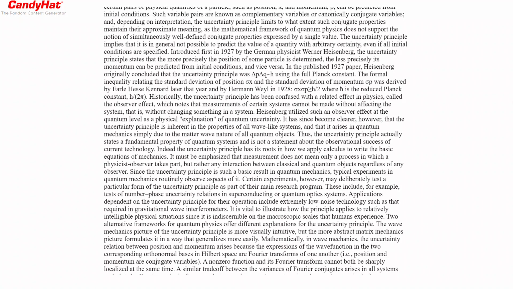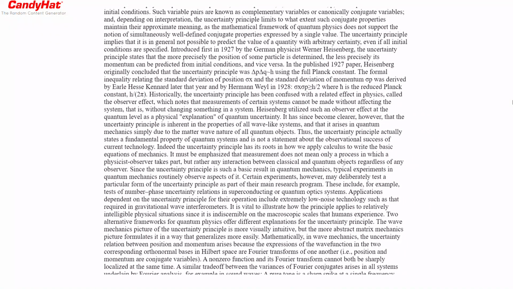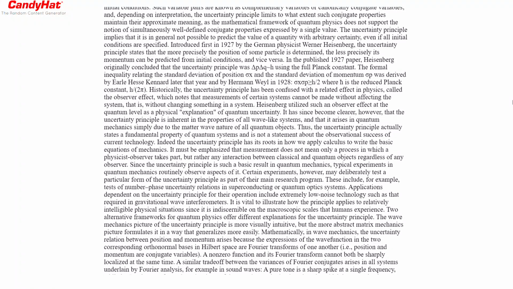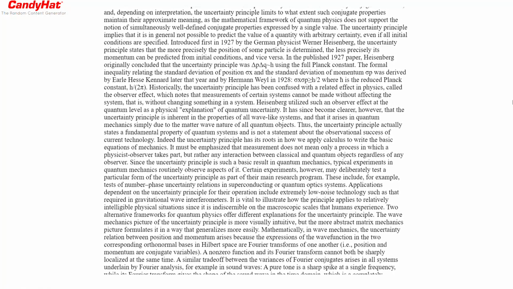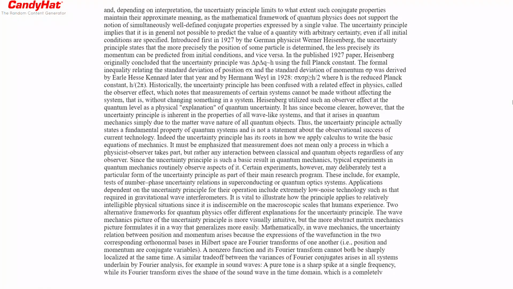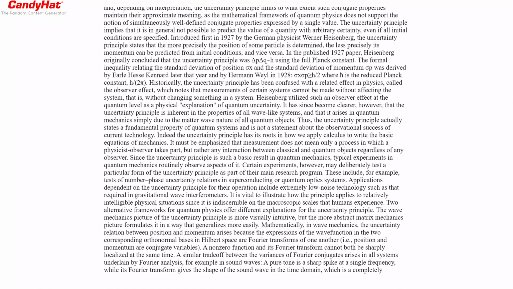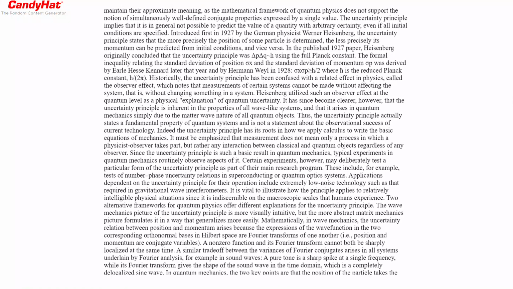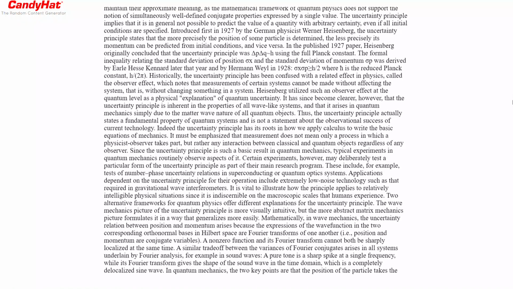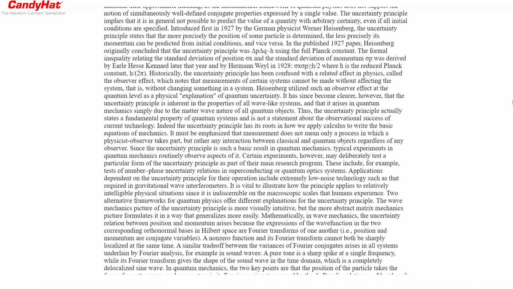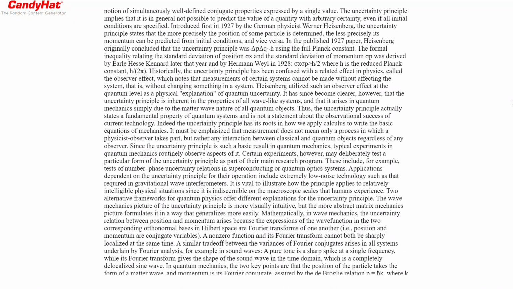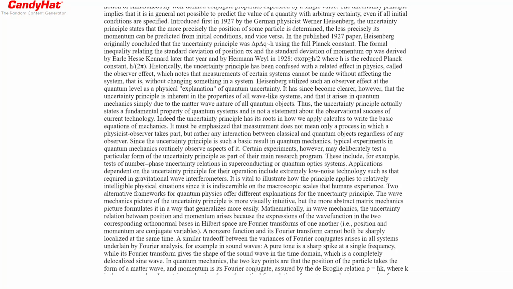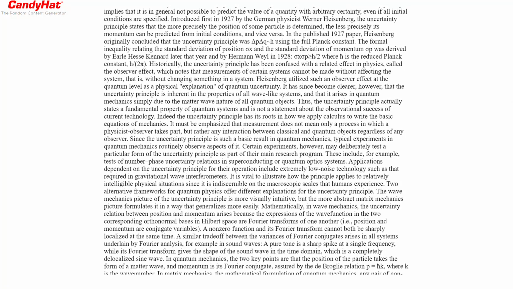In wave mechanics, the uncertainty relation between position and momentum arises because the expressions of the wave function in the two corresponding orthonormal bases in Hilbert space are Fourier transforms of one another, i.e., position and momentum are conjugate variables. A non-zero function and its Fourier transform cannot both be sharply localized at the same time. A similar trade-off between the variances of Fourier conjugates arises in all systems underlain by Fourier analysis.